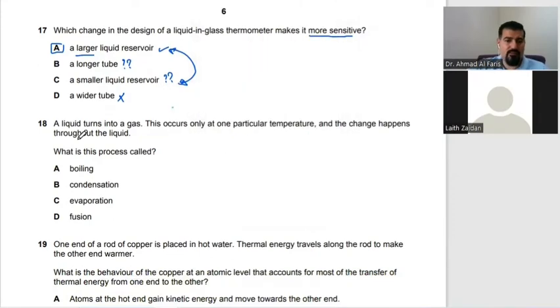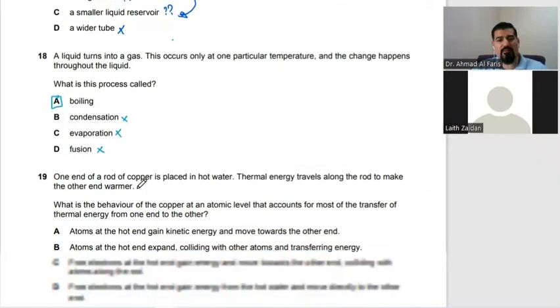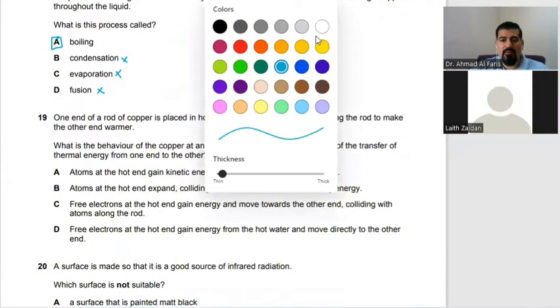Next, question 18. A liquid turns into a gas. This occurs only at one particular temperature, and the change happens throughout the whole liquid. What is this called? It's not evaporation, because evaporation happens not at a particular temperature, but at any temperature. And it's not condensation, of course. It's not fusion. It's boiling, yes. Good. Number 19.